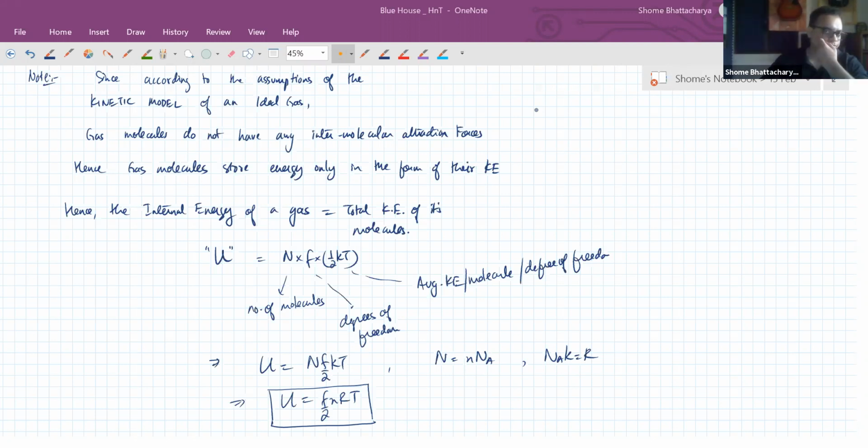So the two standard values for degrees of freedom will be for monoatomic 3 and for diatomic 5. Of course, for diatomic at extremely high temperatures, it will become 6 because there will be one vibrational degree of freedom also. But generally speaking, for diatomic gas molecules, F is equal to 5. So in our physics numerical problems, these are the two standard values of degrees of freedom we take. F equal to 3 for monoatomic and F equal to 5 for diatomic.